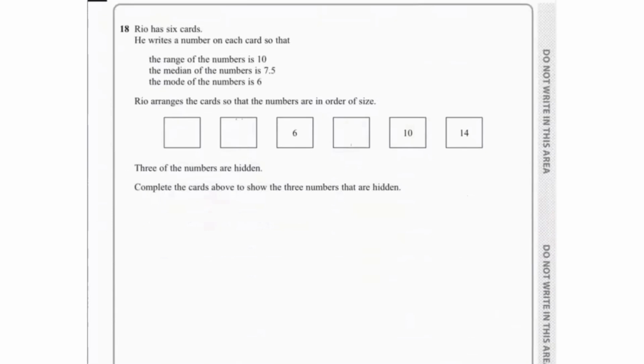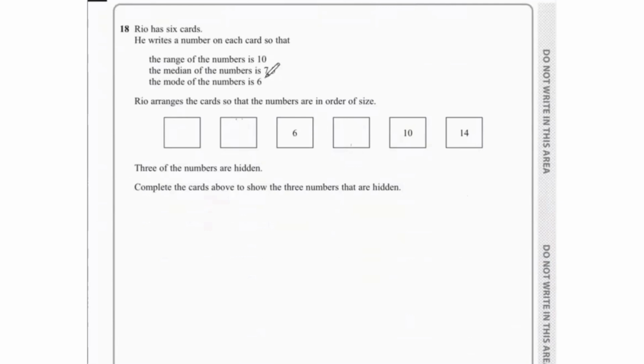Then Rio has 6 cards. He writes a number on each card so that the range of the numbers is 10, the median of the numbers is 7.5, and the mode of the numbers is 6. Rio arranges the cards so that the numbers are in order of size. 3 of the numbers are hidden. Complete the cards above to show the 3 numbers that are hidden.